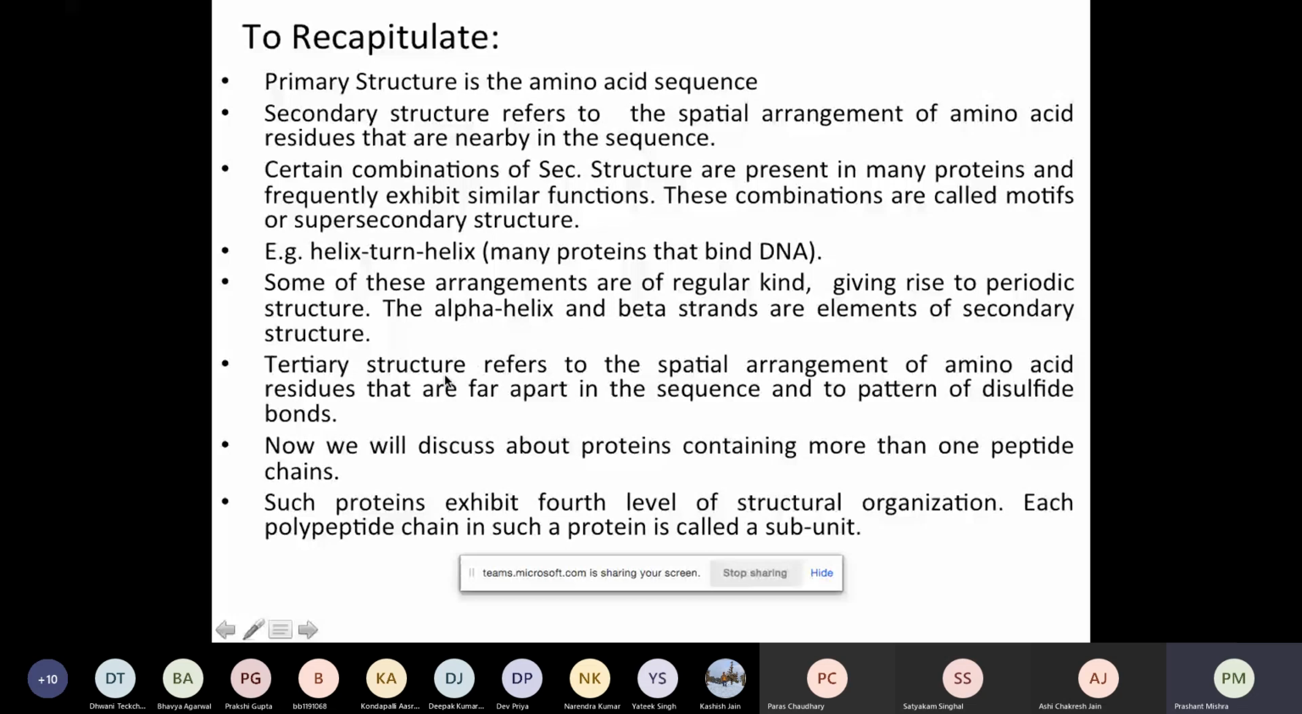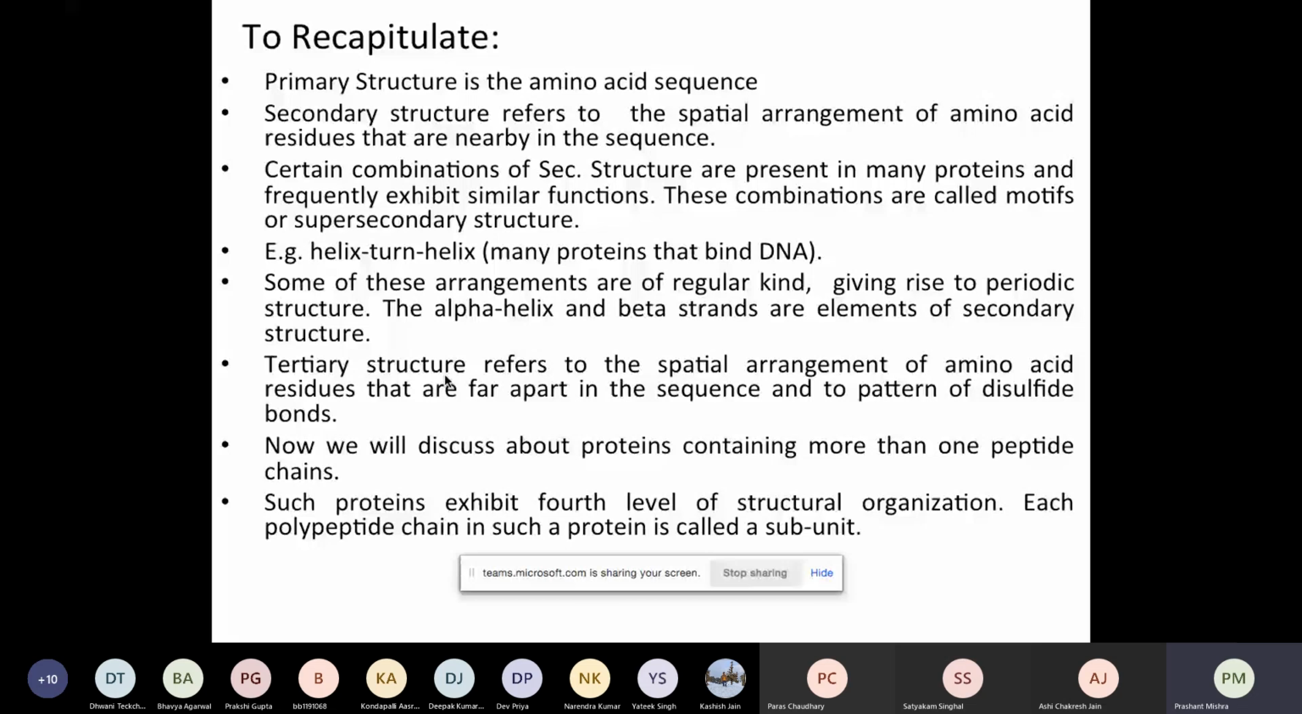Now coming to the tertiary structure. What is the tertiary structure? Tertiary structure refers to amino acid residues that are far apart in the sequence and to the pattern of disulfide bonds. Now, whenever we talked about the secondary structure, we referred to patterns or spatial arrangements which happen because of the vicinity of neighboring amino acids. But when we are talking about the tertiary structure, we are going to refer to the spatial arrangement of amino acid residues that are far apart in the sequence.